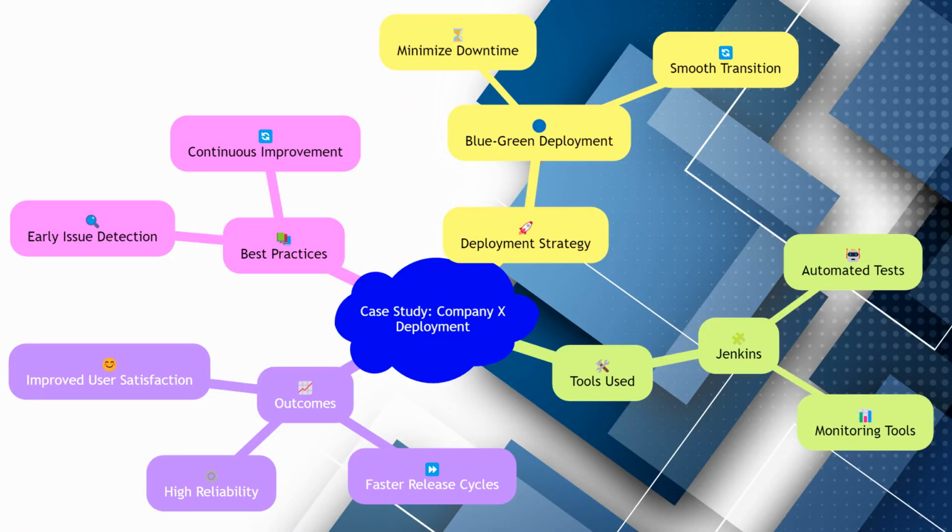To illustrate the concepts discussed, let's look at a case study of a successful deployment. Company X implemented a blue-green deployment strategy to minimize downtime and ensure a smooth transition between versions. They used Jenkins for their deployment pipeline, integrating automated tests and monitoring tools to catch issues early. By following best practices and continuously improving their process, they achieved a high level of reliability and efficiency in their deployments, resulting in faster release cycles and improved user satisfaction.